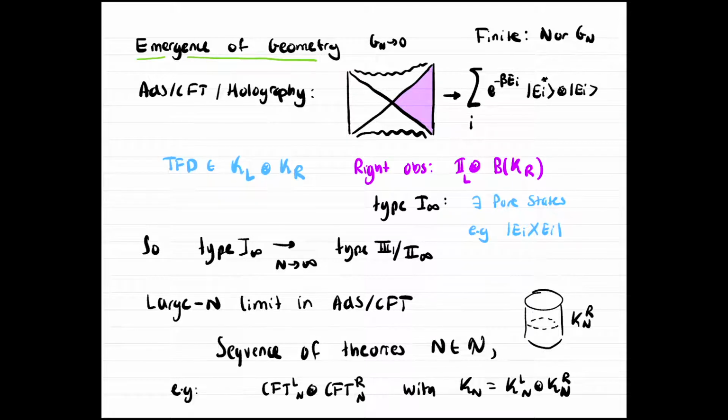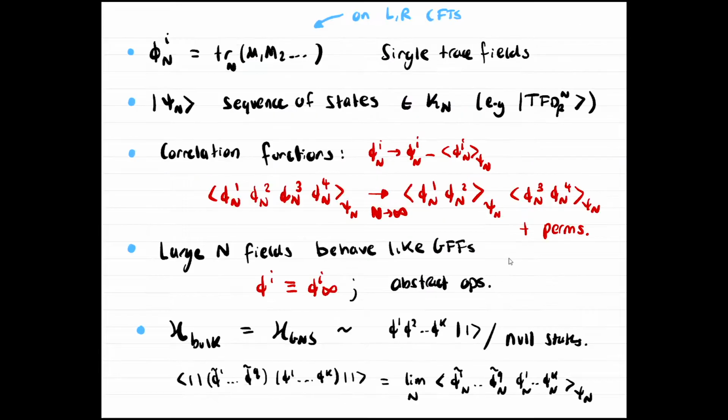Okay, so I'm going to have the following setup in mind. I have some sequence of theories labeled by some integer. So for example, if we're thinking about the thermofield double, I should have two copies of some CFT, a left and a right. And then, we have a Hilbert space, which is also a sequence of Hilbert spaces. Okay, and there's a left and right Hilbert space. And then, in order to take the large N limit, I need some structure. I can't just do that for any random theory.